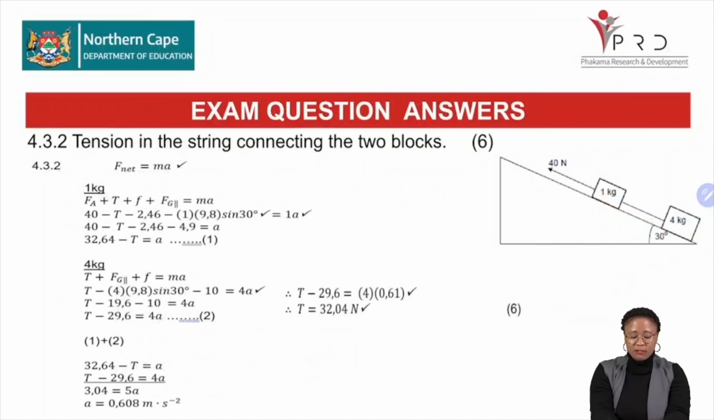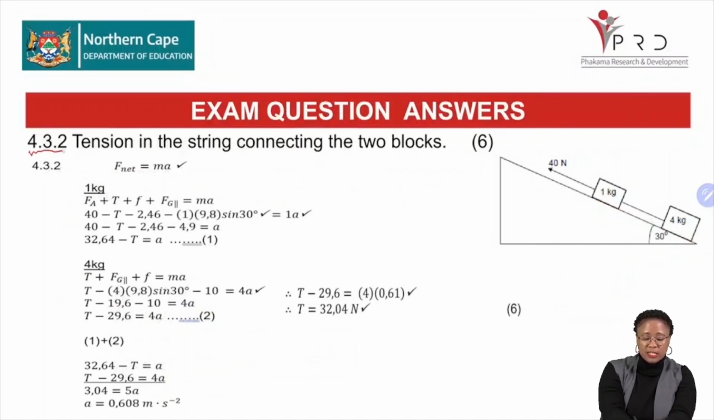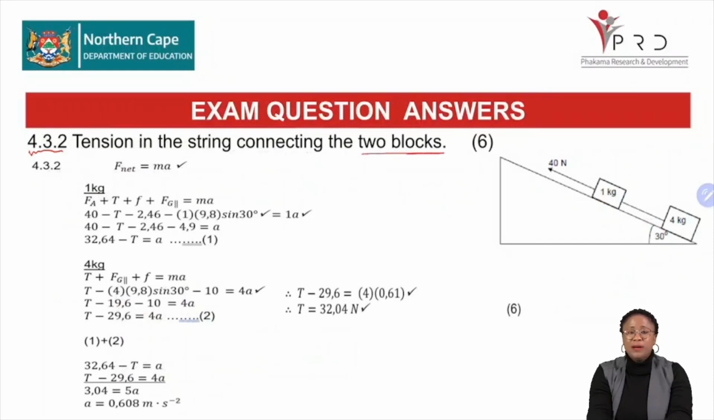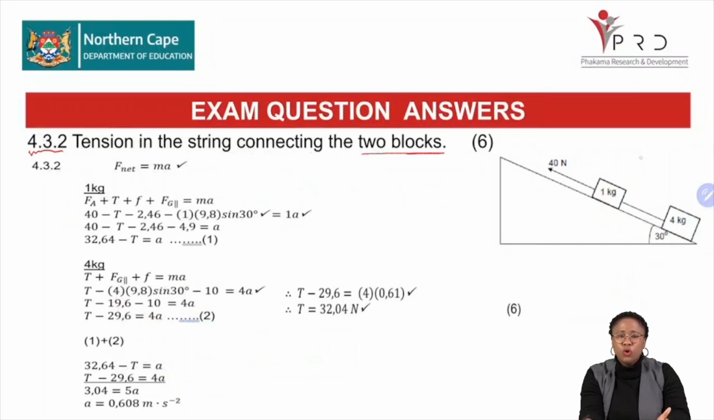I've already done it for you, which is 4.3.2. It says the tension in the string connected to the 2 blocks. We must calculate the tension in the string connected to the 2 blocks. So all the time when you are given 2 objects that are connected together by a string, and they say calculate the tension, and you don't have the acceleration, you must always use the simultaneous method to first find the acceleration, then use the acceleration to calculate the tension.